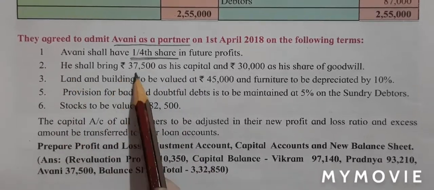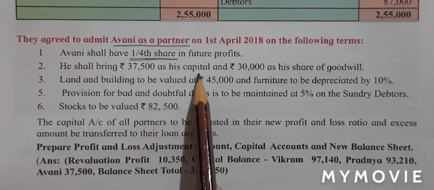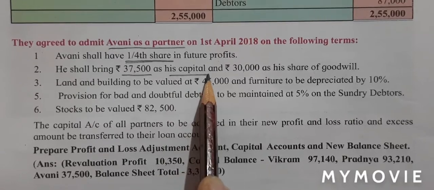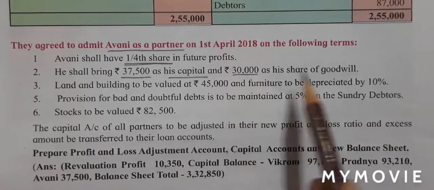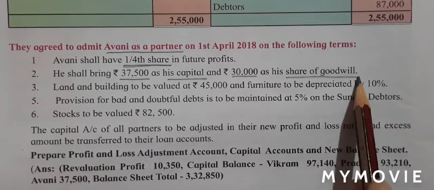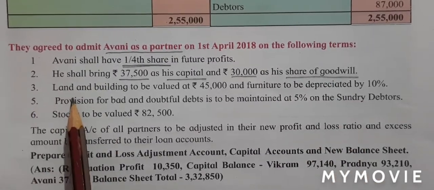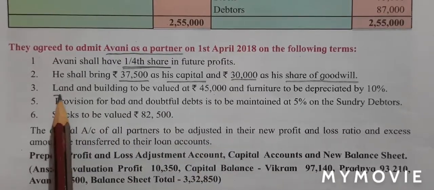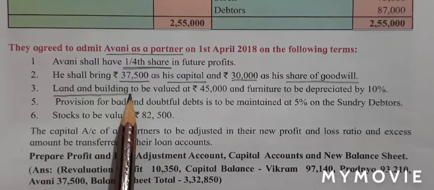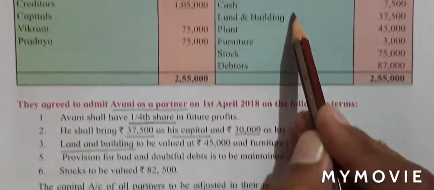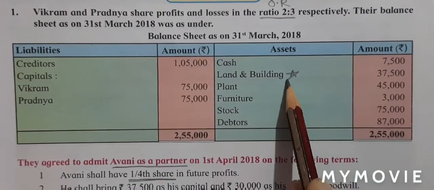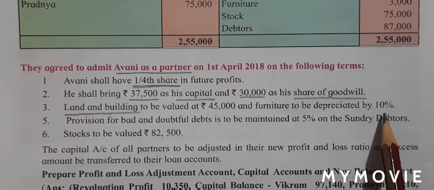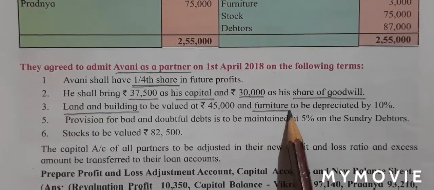She shall bring rupees 37,500 as her capital. So 37,500 as her capital needs to be underlined. And 30,000 as her share of goodwill. Number 3, land and building to be valued at rupees 45,000. Now I will have to mark a star for land and building. So let's mark a star for land and building. And furniture to be depreciated by 10%. I have to mark a star for furniture.